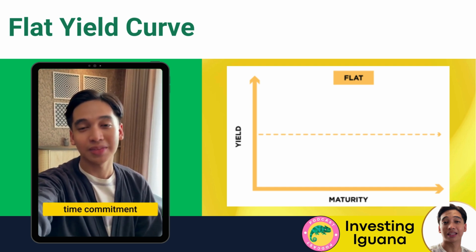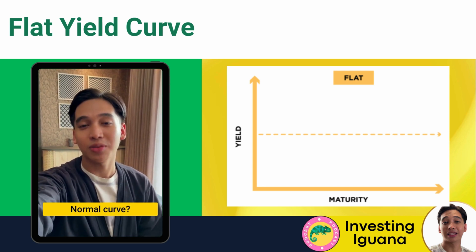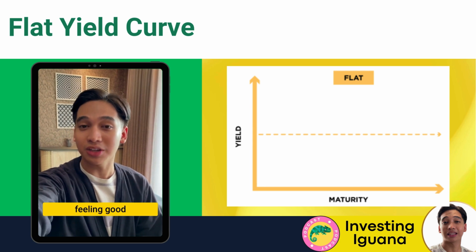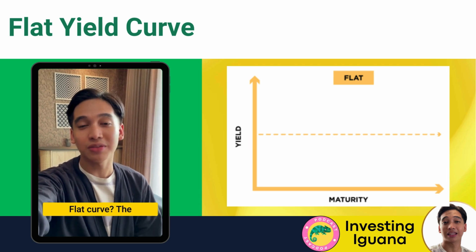Think of the yield curve like a mood ring for the economy. Normal curve, the economy is feeling good. Inverted curve, the economy might be getting sick. Flat curve, the economy is confused about how it's feeling.